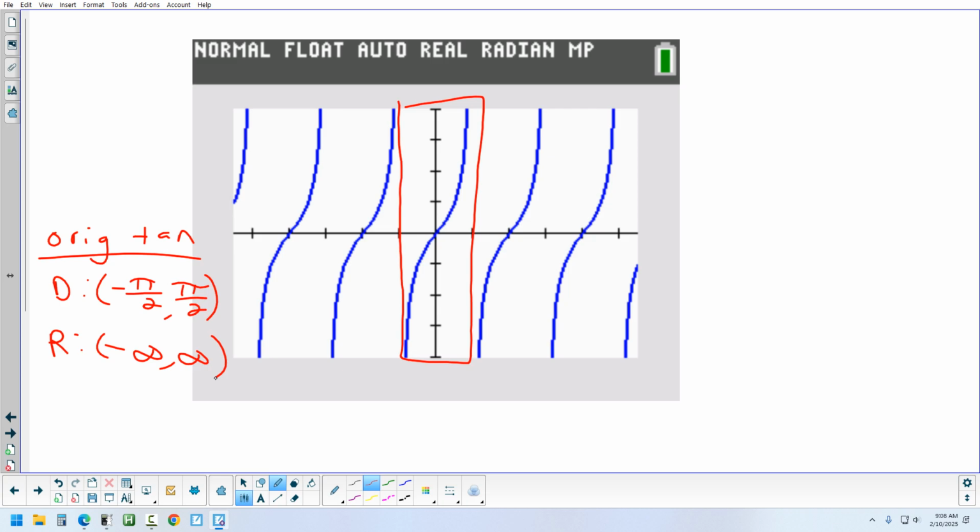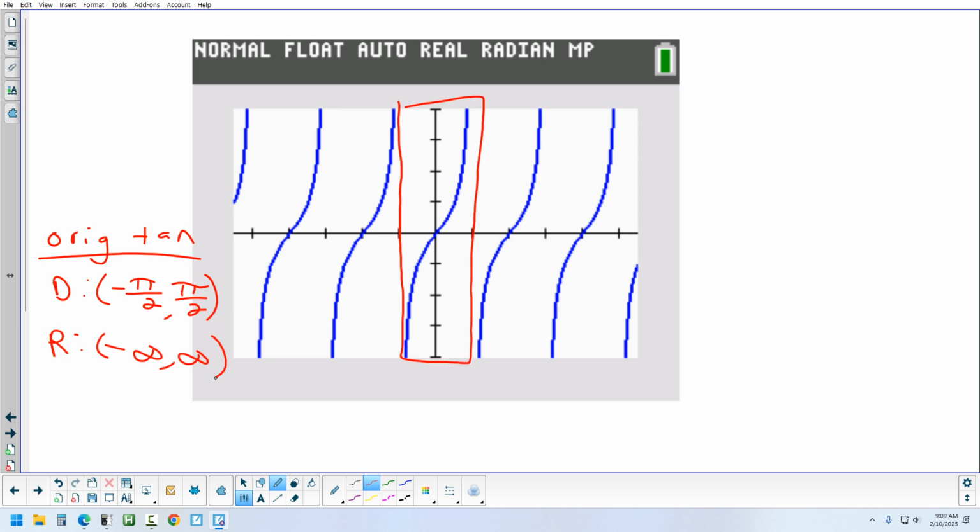What do you think the domain of inverse tangent is going to be? Negative infinity to infinity, which means when you draw it, it's going to go which way forever? Left and right. Okay, inverse tangent is going to go forever left and right.